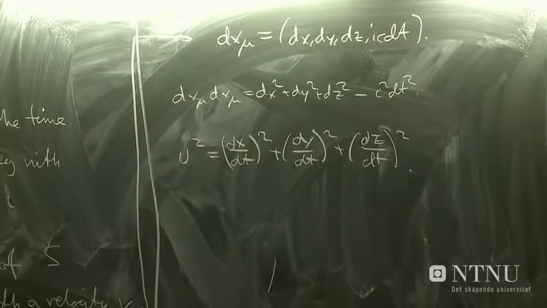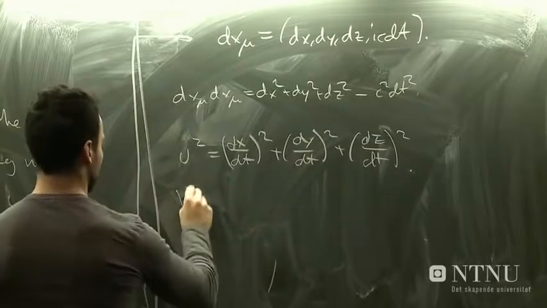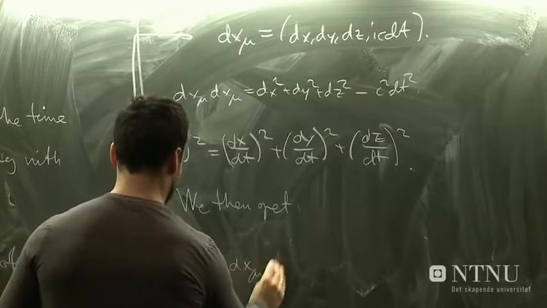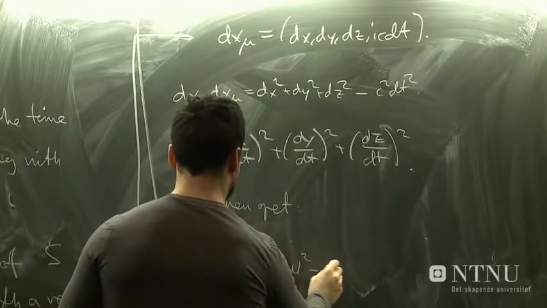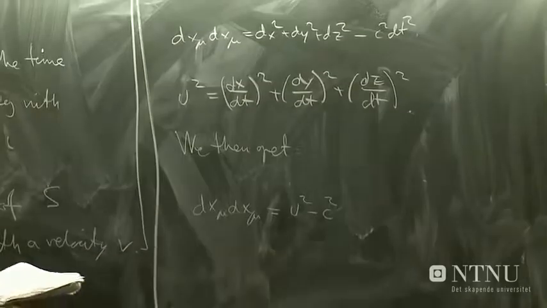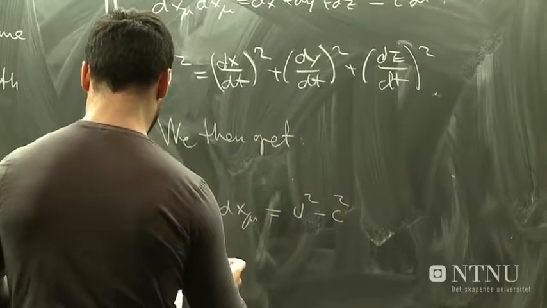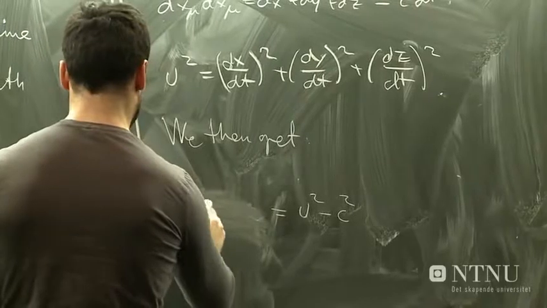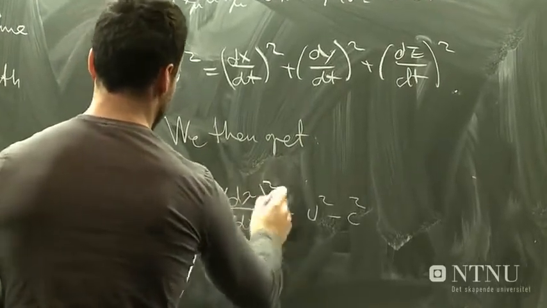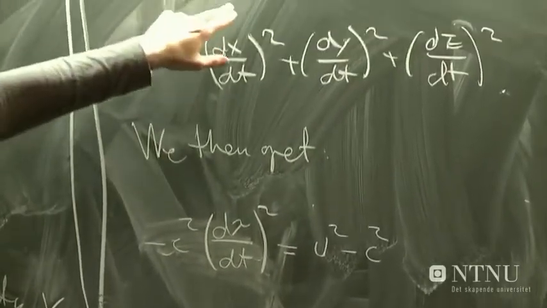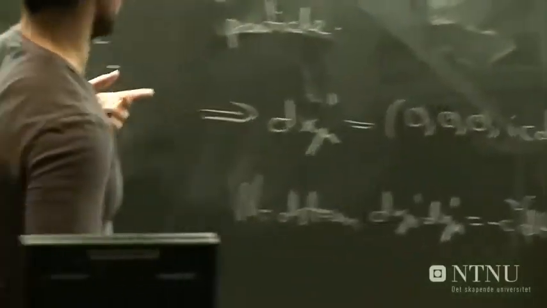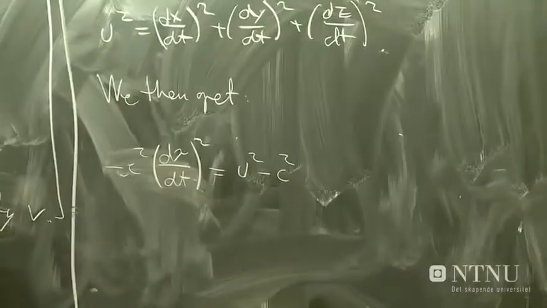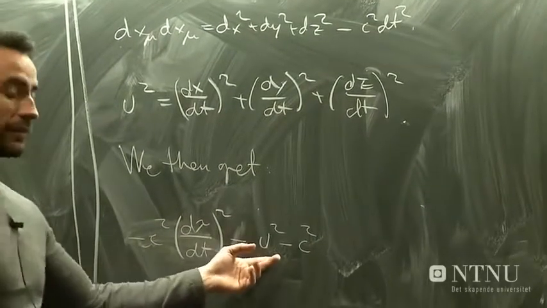We know that the velocity of the particle should be the following. Sorry, like this. Where I've now used the fact that this has the same value in all coordinate systems. So I'm using the definition here, and then I'm dividing the entire expression, both sides, by dt squared. So I get this, and here I get the velocity squared minus c squared.